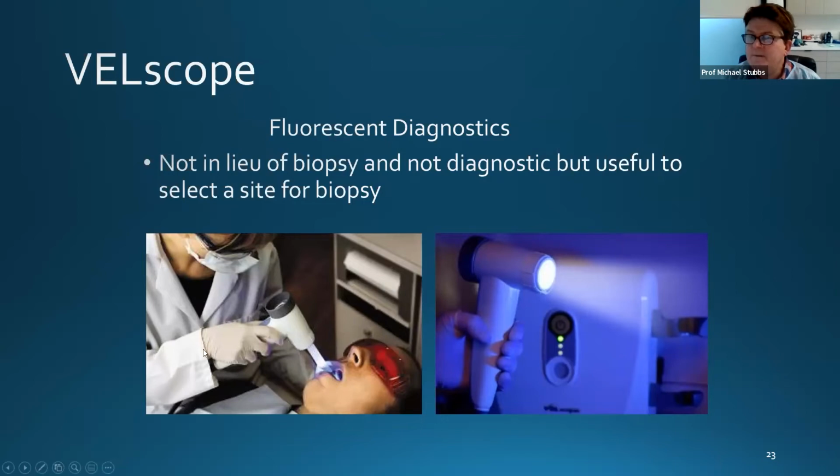So with the VELscope, you'll see the colleague here is holding the VELscope, looking in the mouth. The room's been darkened, and she's actually looking through the lens of the camera here. With the blue light in the mouth, what she's looking for is the reflection of the green coloration back from the tissue. So we look for structural changes in the tissue itself because of the way it reflects the light back through the camera, so you can actually see the spot you should biopsy.